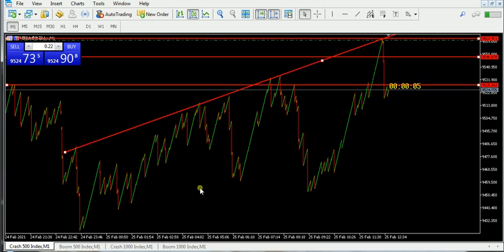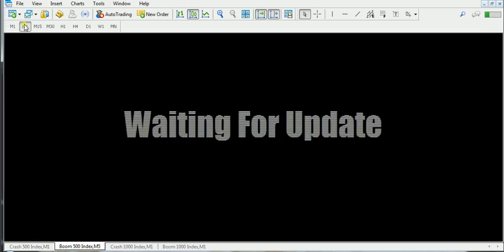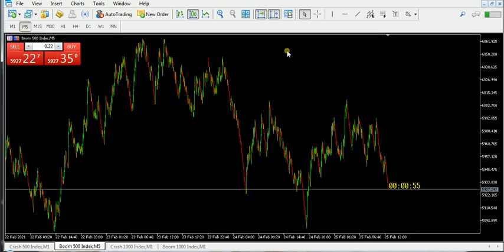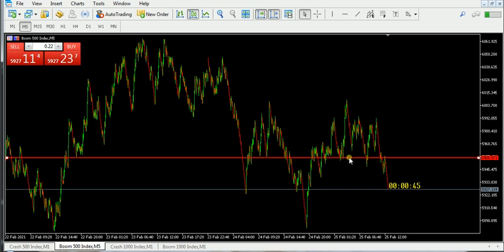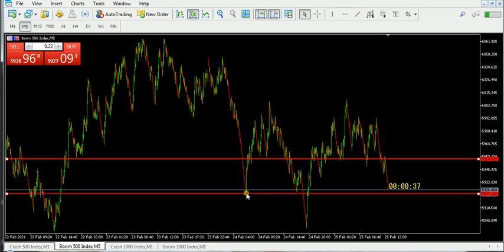Now this is Crash 500. Let's move to Boom 500. On Boom 500 you're going to put it on your 5 minutes time frame. So on a 5 minutes time frame on Boom, you are looking for a support level to catch our spikes. So you just plot the major spikes, major support levels. This is a major support level. This is another major support level.